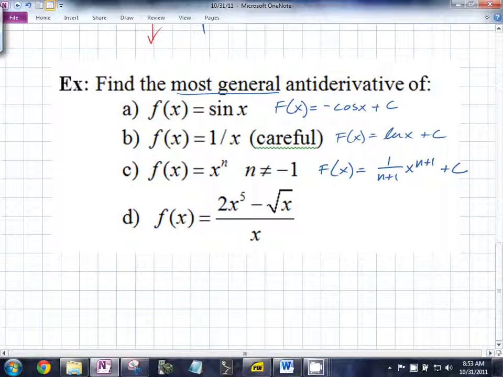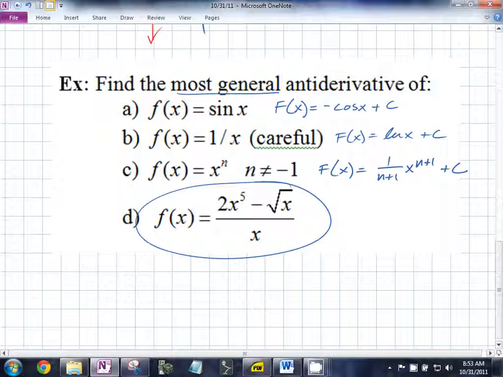Can someone tell me how I should try not to do this one? I would assume you're going to say quotient rule. Exactly. If I asked you to take the derivative of this, could you use the quotient rule? Yes. What have I told you about using the quotient rule? Try not to. Sometimes you really have to, but in this case, you don't, because what can you do? Simplify. Divide. Yes, that's the whole point.